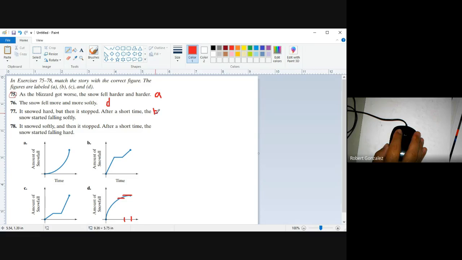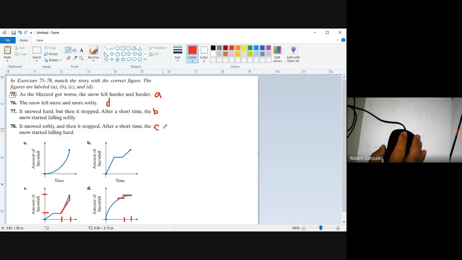And when I look at 78, it should be kind of the opposite of 77. It snowed softly, then it stopped. After a short time, the snow started falling hard. See this really steep thing right here? That means that in this short time, this much snow fell. That's a lot of snow. So the answer to this one's going to be C.